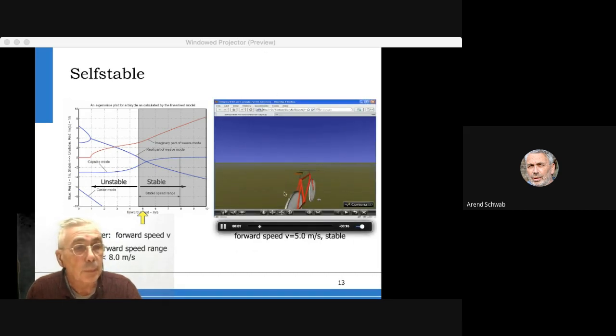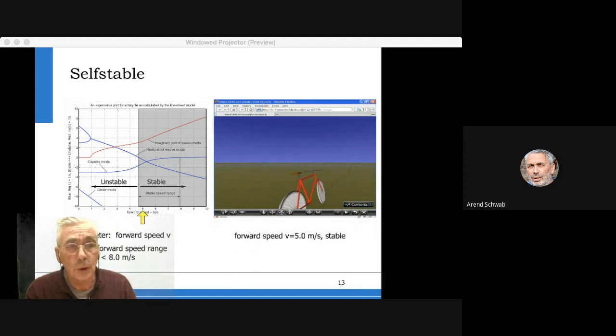Then we do the experiment again. So, we hit it sideways, and then you see this oscillating thing, and you see the oscillation dies out. So, yes, even the full nonlinear model of this 3 degree of freedom model for a bicycle already shows this stability behavior.